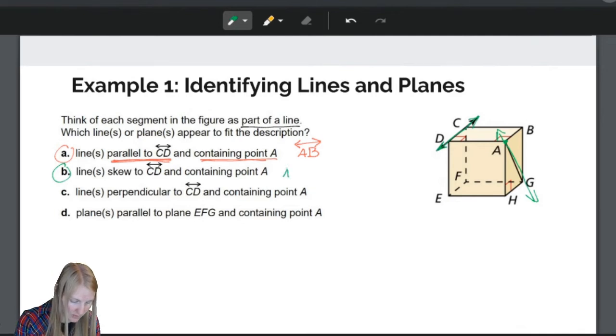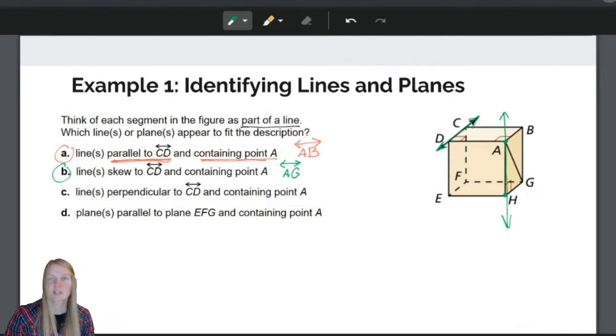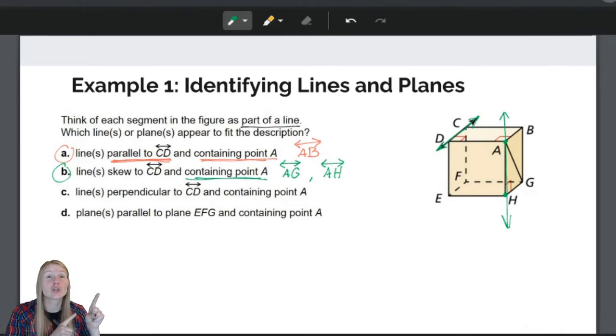So I could have line AG, but I could also have line AH. This line is also not in the same plane, and it won't intersect line CD. Okay, and remember, we needed to contain point A. So there might be other lines that are skew to CD, but they would not contain point A, and we need it to contain point A.